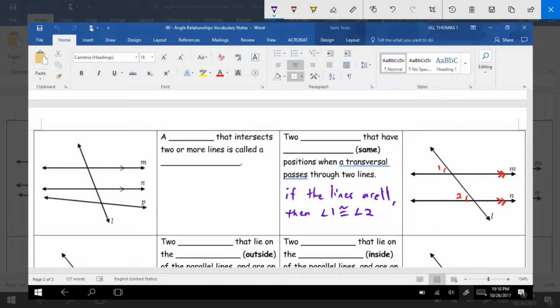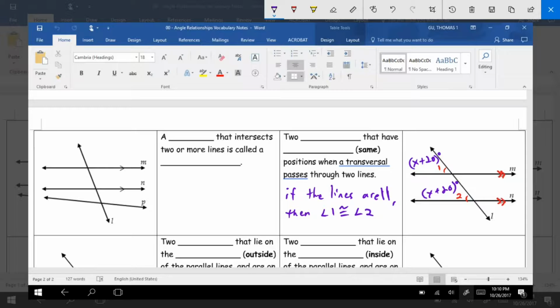So for example, in here, if angle 1 is 75 degrees, what's angle 2? It would also be 75 degrees. If angle 1 was x plus 20 degrees, what would angle 2 be? Angle 2 would also be x plus 20 degrees.